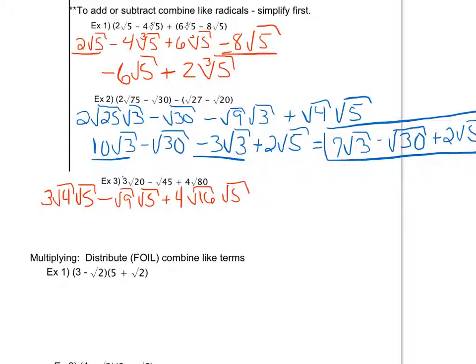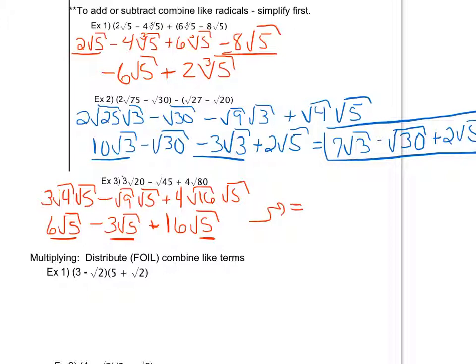So 3 times the square root of 4 is 3 times 2, which becomes 6 square root of 5, minus 3 square root of 5, plus 4 times square root of 16 is 4 times 4, which is 16 square root of 5. So since these are all like terms, they all have the same radical part, I add or subtract.